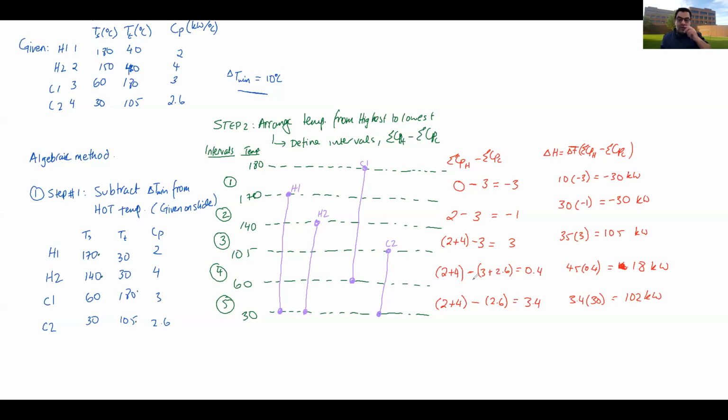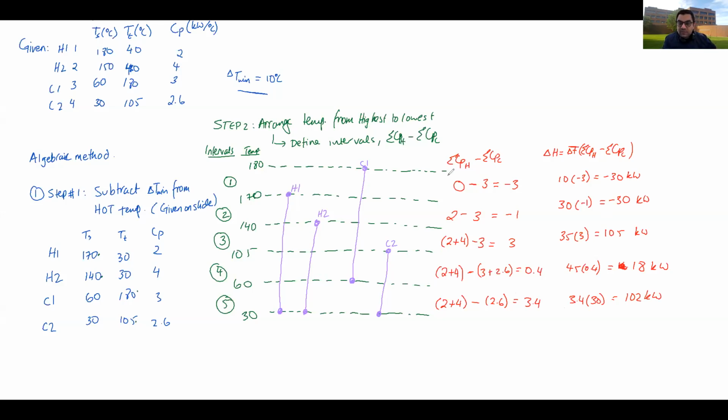Kilowatts. Good. So I have my intervals. I have all this nice information. I calculated my summation of CP hot minus CP cooled. I calculated my heat for each interval. So I have all the data I need to really draw my cascade diagram, right? So after doing this, third step is to draw the cascade diagram.